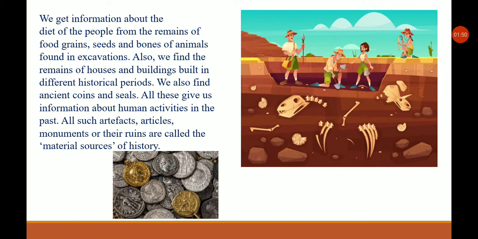We get information about the diet of a people from the remains of the food grains, seeds, and bones of animals found in excavations which are buried in the earth. Also, we can find the remains of houses and buildings built in different historical periods. We also find ancient coins and seals. All this gives us information about human activities in the past. All such artifacts, articles, monuments, or their ruins are called the material sources of history.